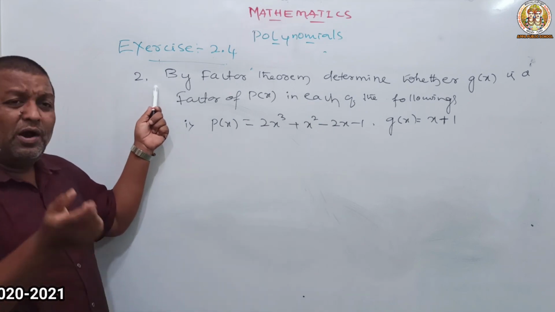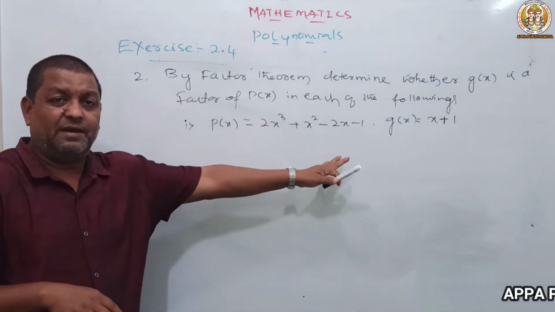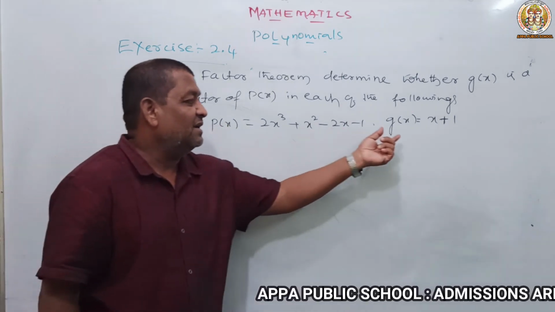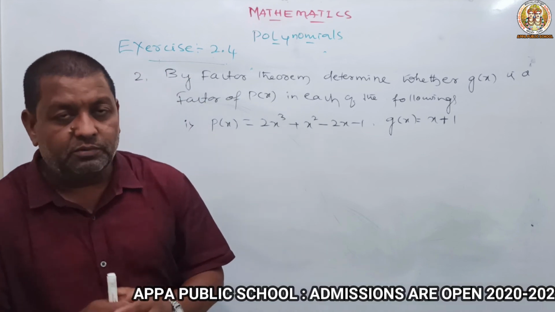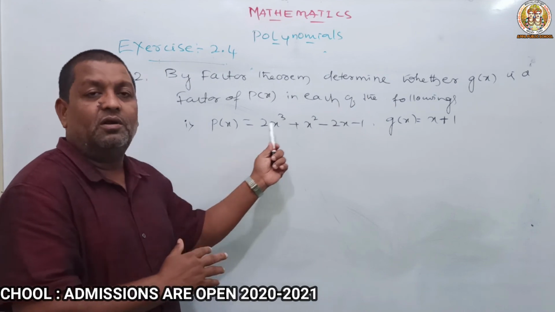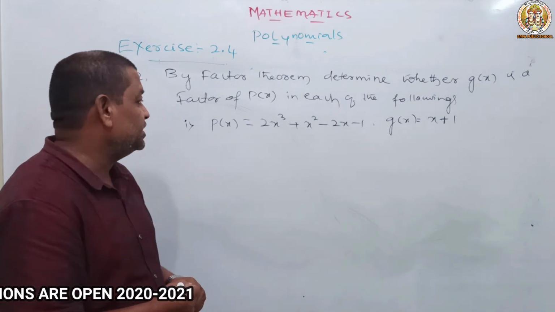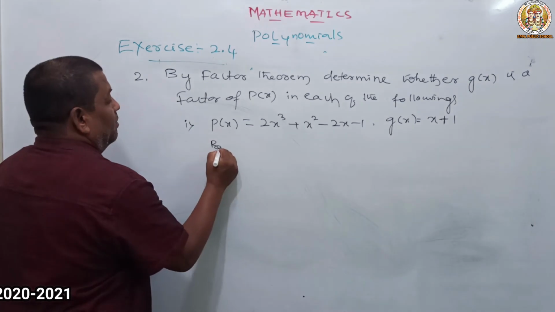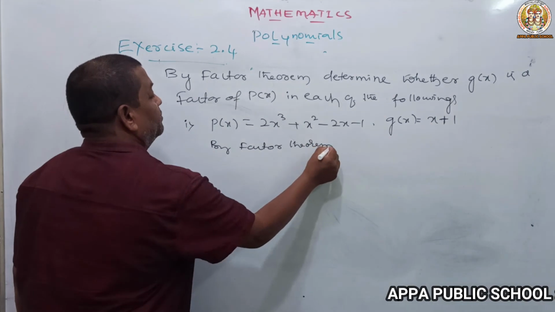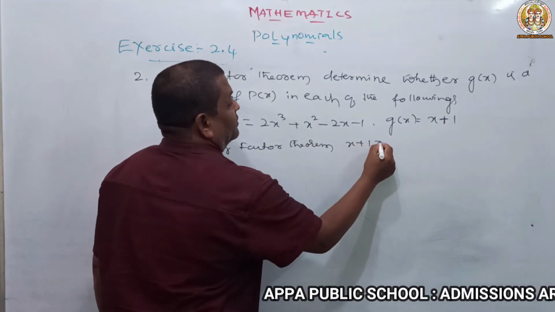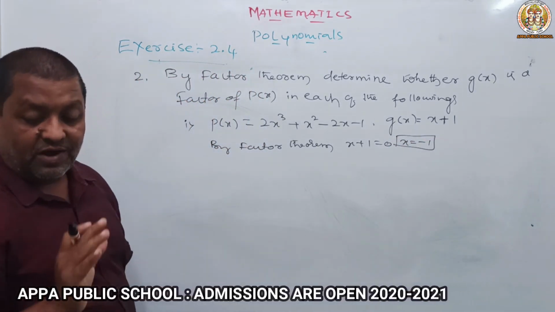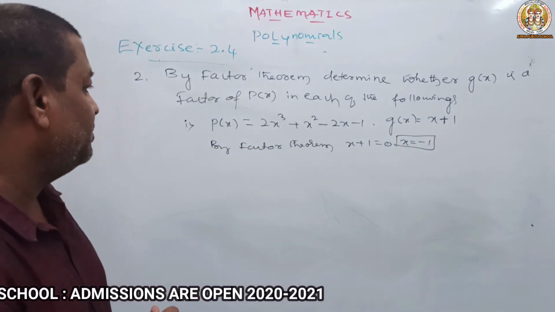So what we did in the first bit, it is also the same. Only thing, two expressions will come in, p of x and g of x. There one factor only we checked for all polynomials, and here for all polynomials different factors we need to check. Okay. By factor theorem, x plus 1 is equal to 0, then x is equal to minus 1. So I am always telling, find the value of x and afterwards substitute in the given polynomial.